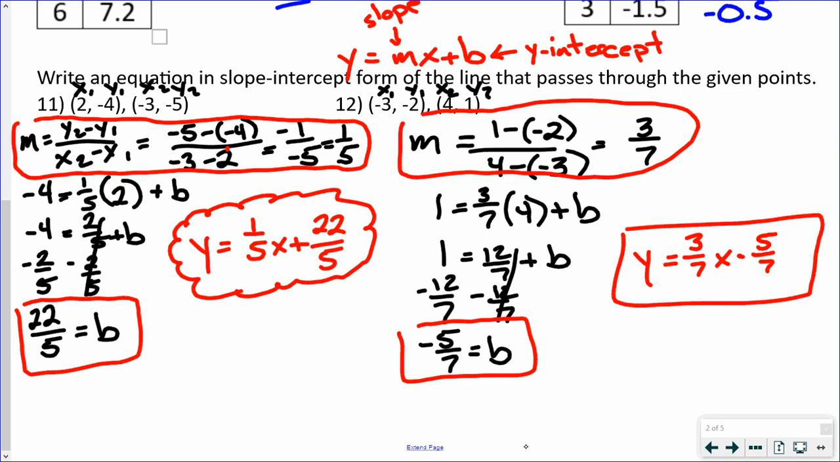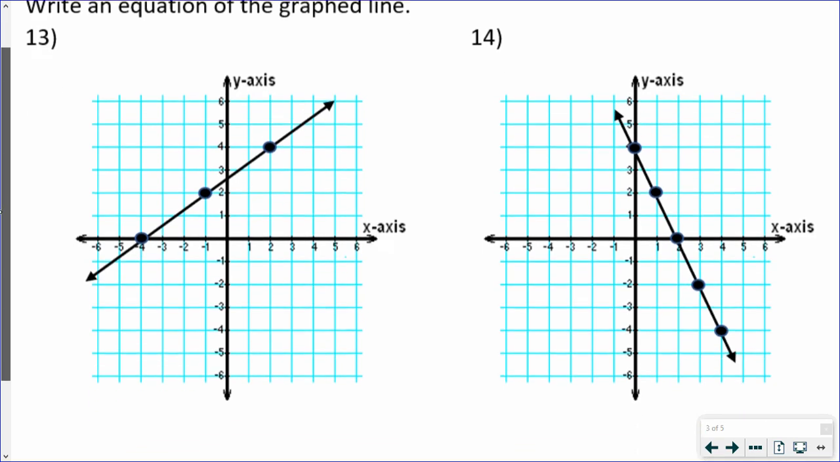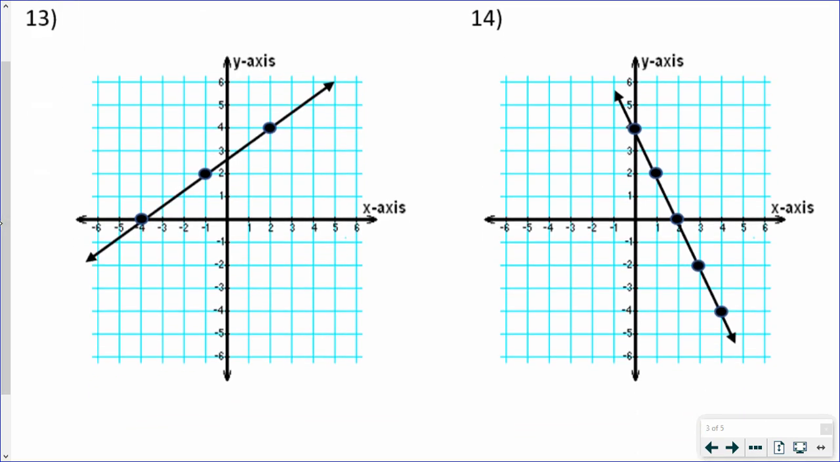All right. So let's see what we got next. All right, so writing an equation from a graphed line. It doesn't say what form I need to use. So I need to think about all the forms I have.